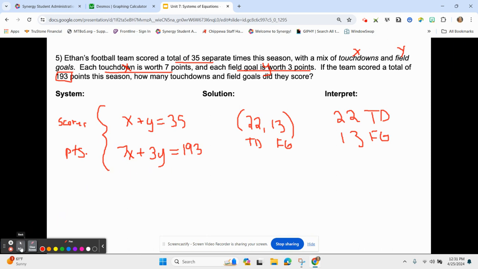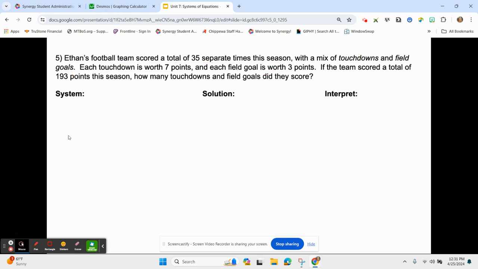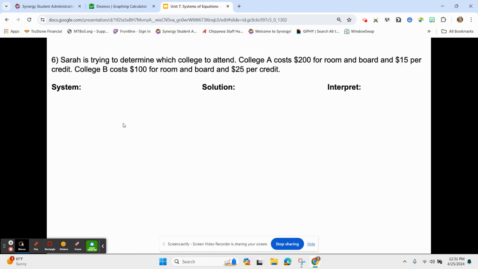Now, the last one, the last notes problem here, we're going to finish this one off. If you go to number 6, Sarah's trying to determine which college to attend. College A costs $200 for room and board, $15 a credit. College B is $100 for room and board, and $25 per credit. So what we're going to do is this one is a comparison. We are comparing college A to college B.